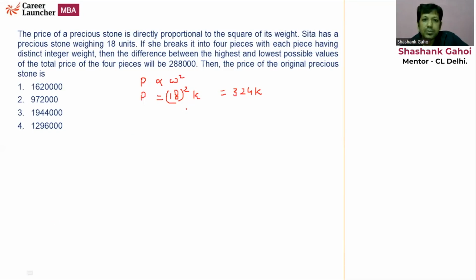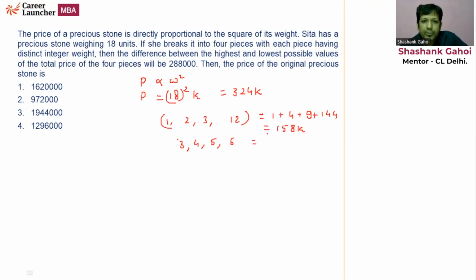So there might be a possibility that she breaks the stone into pieces of 1, 2, 3, and 12. There might be another case where she breaks it into 3, 4, 5, 6. The sum is 18 in both cases. Now, in the first case, the price is going to be 1 square, that is 1, 2 square is 4, 3 square is 9, 12 square is 144. So this is 158K.